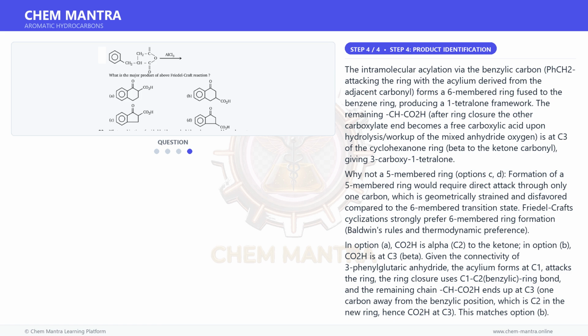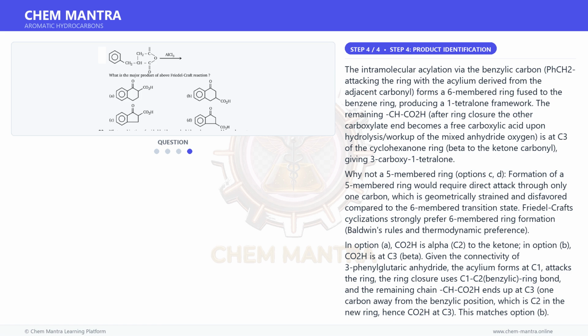Friedel-Crafts cyclizations strongly prefer 6-membered ring formation, per Baldwin's rules and thermodynamic preference. In option A, CO2H is alpha, at C2, to the ketone. In option B, CO2H is at C3, beta.